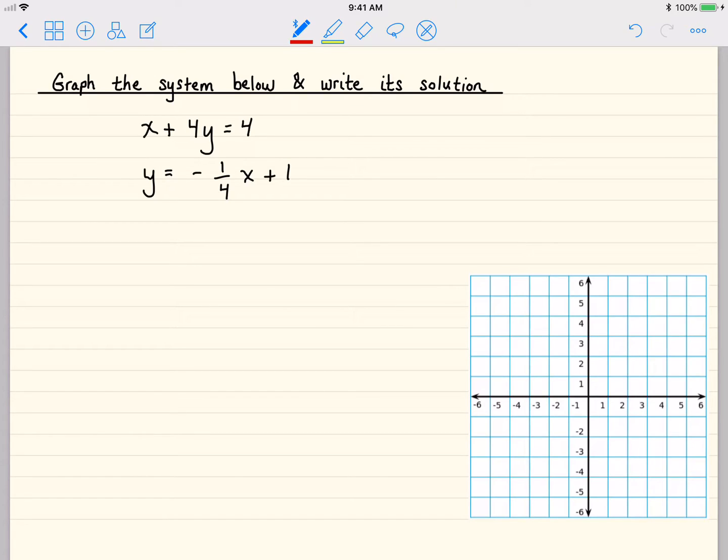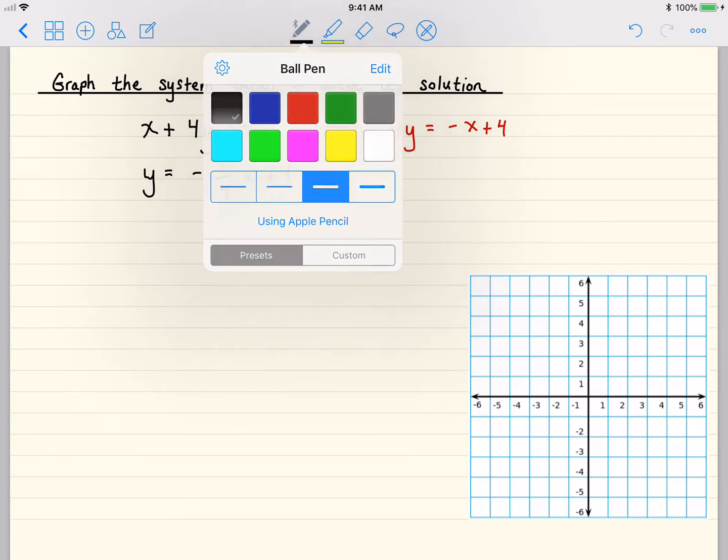Here we have another linear system of equations, one of them written in standard form and one of them written in slope-intercept form. So let's see what happens with these two lines. The first line, if we rearrange it, we can see that we have 4y is equal to negative x plus 4. And then to isolate the y, we need to divide both sides by 4.